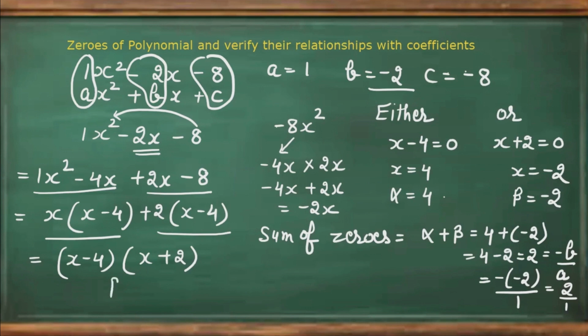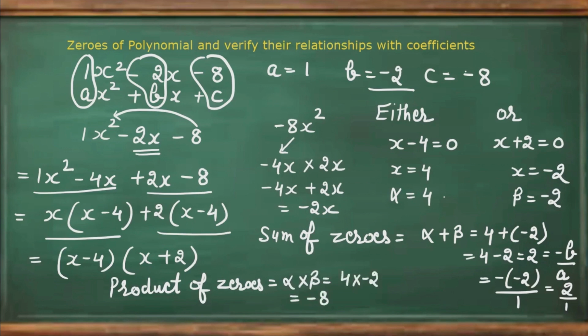In a similar way, if I find the product of zeros, which is equal to alpha into beta, which is equal to 4 into minus 2, which is equal to minus 8. And it can be written as c over a. The value of c is minus 8 over 1. So we'll get minus 8. So you can see the product of zeros is equal to the relationship between the coefficients.